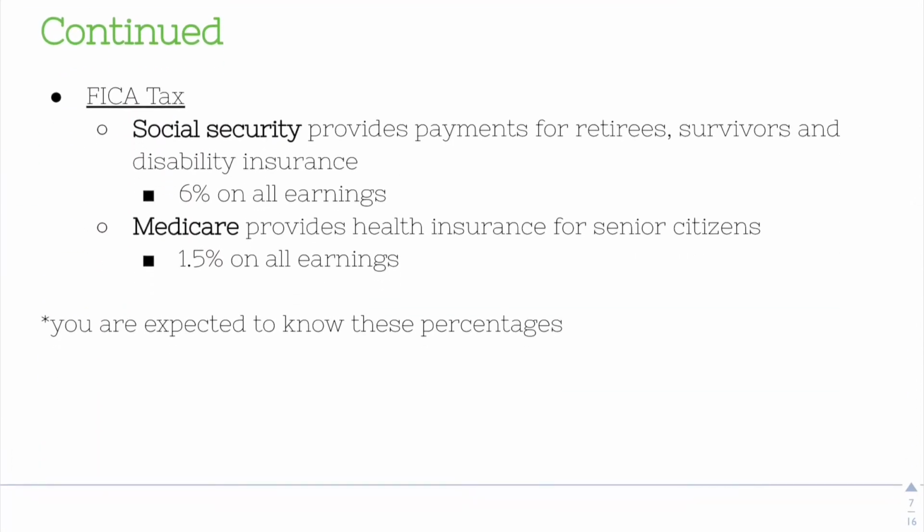Okay, so FICA taxes are broken up into Social Security and Medicare, and those are basically the most common deductions. So Social Security provides payments for retirees, survivors, and disability insurance, and it's 6% on all earnings. And then Medicare provides health insurance for senior citizens, and that's 1.5% on all earnings. So FICA tax in general is 7.5% on earnings. And you should know these percentages.